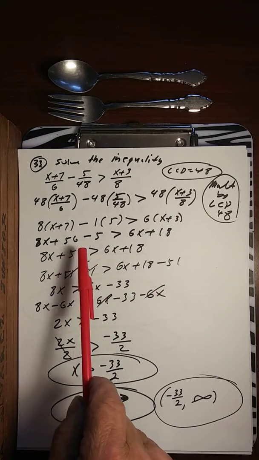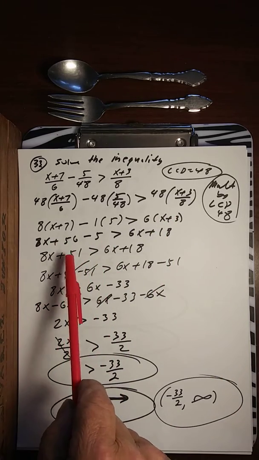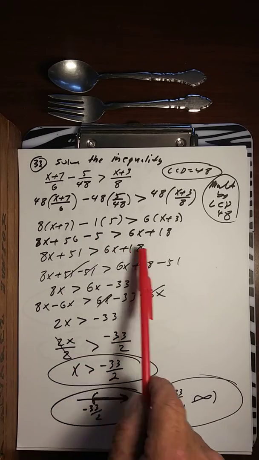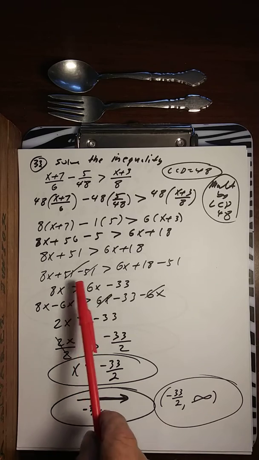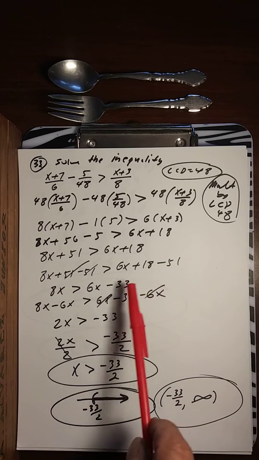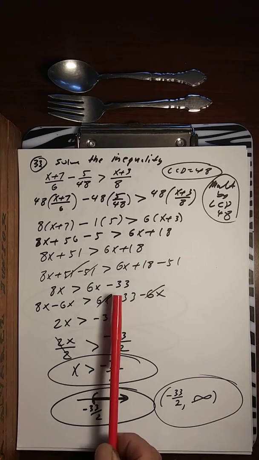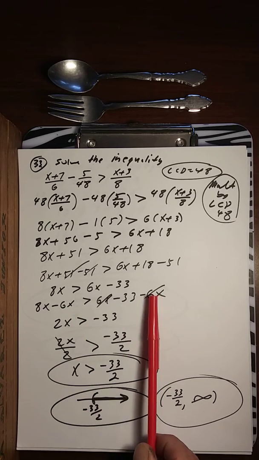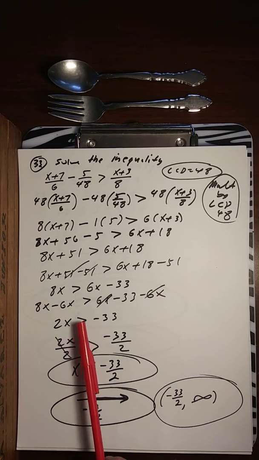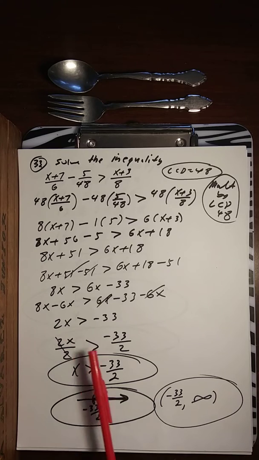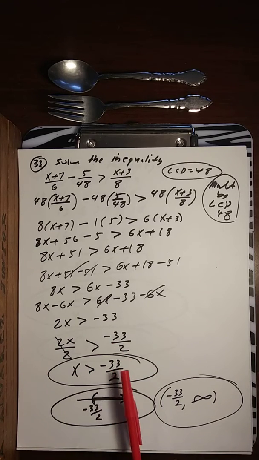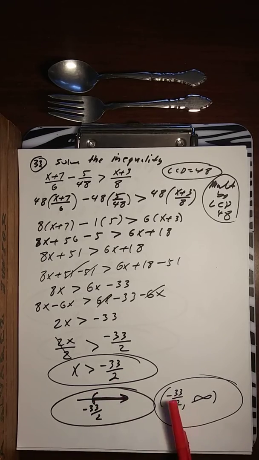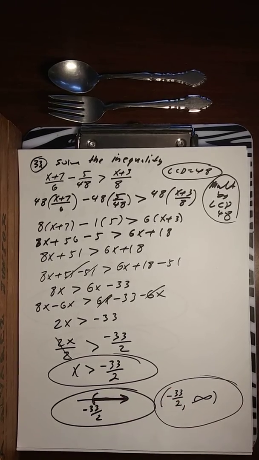So now put these together. We have 8x plus 51 from those two, and 6x. So now minus 51 on both sides. These are gone. So 8x is greater than 6x minus 33 from that. Now minus 6x, minus 6x. These are gone. So we have 2x is greater than or equal to negative 33. Divide by 2, and that's it. X is greater than negative 33 over 2, going this way, don't include it.